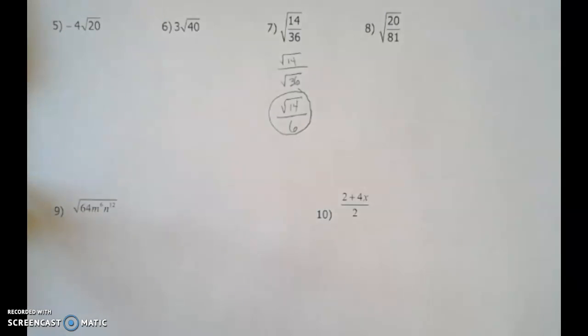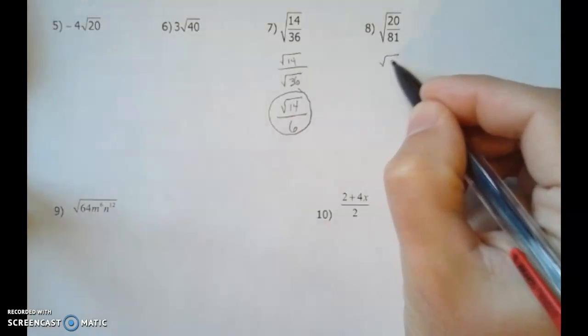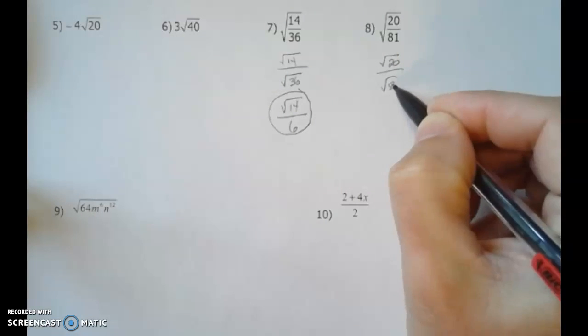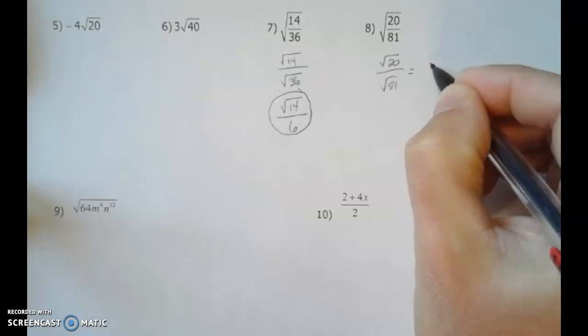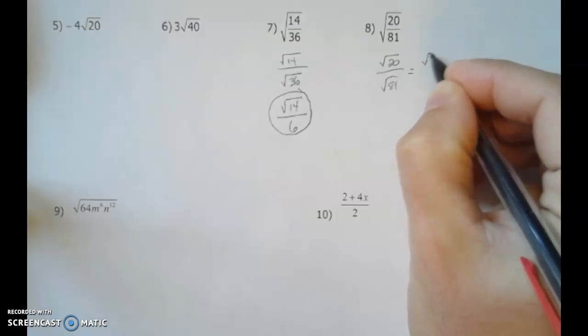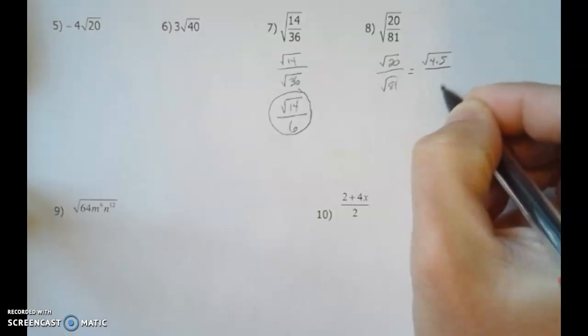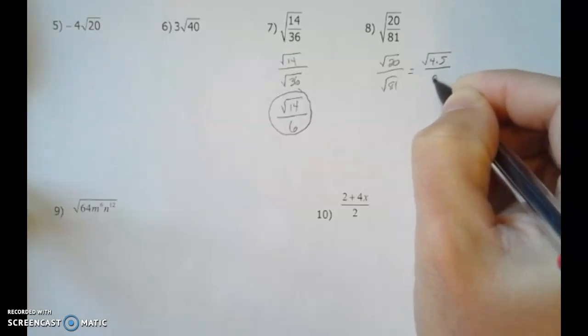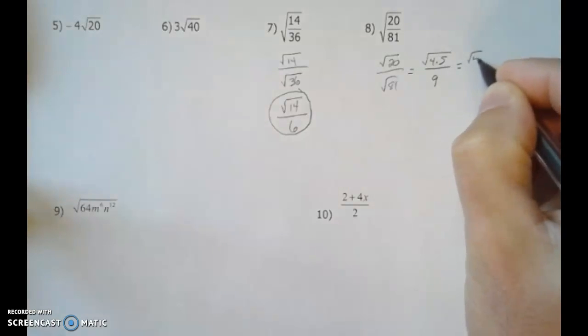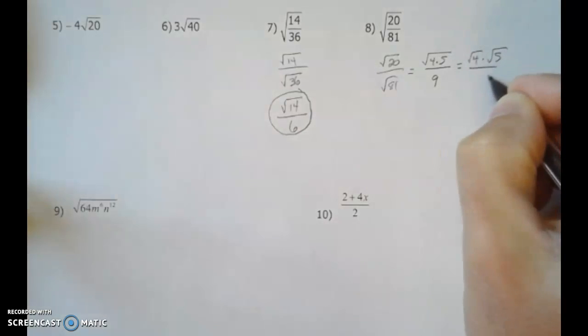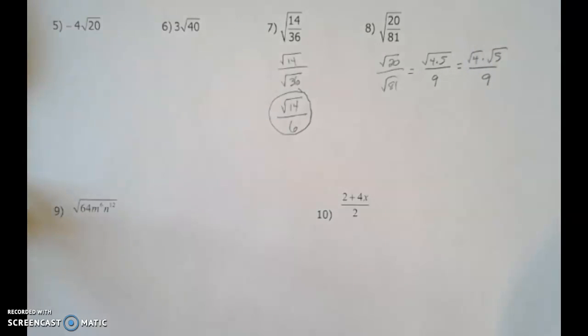Similarly in question 8, I can rewrite this as radical 20 over radical 81. Well, radical 20, there is a perfect square, 4, that goes into it evenly. So this is radical 4 times 5 over radical 81, which is just 9. Now I can write this as radical 4 times radical 5 over 9. And then when I write this in simplest form, radical 4 is 2. So this is just going to be 2 radical 5 over 9.